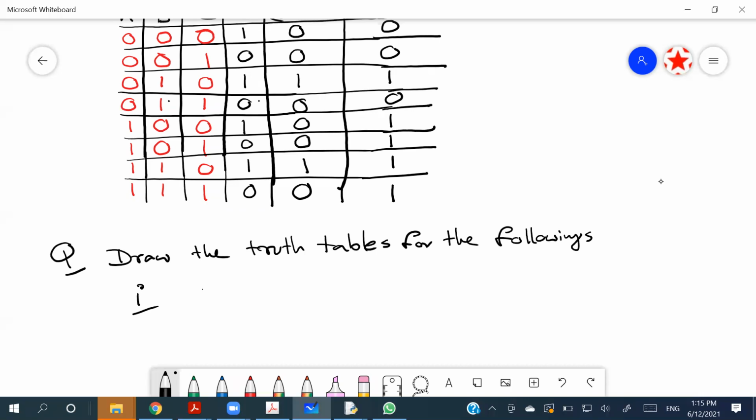Right, so this is going to be A bar plus B bar dot C. Right, okay, give it a try. Always remember the priorities, right?